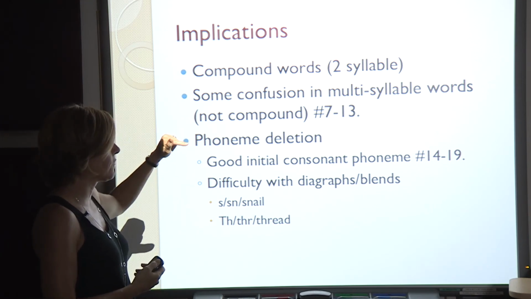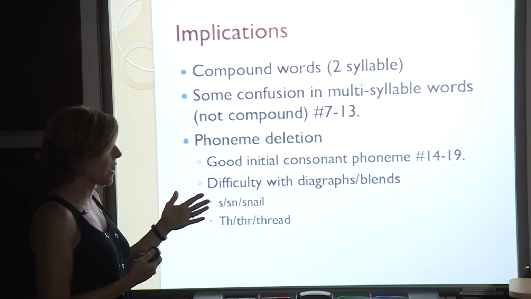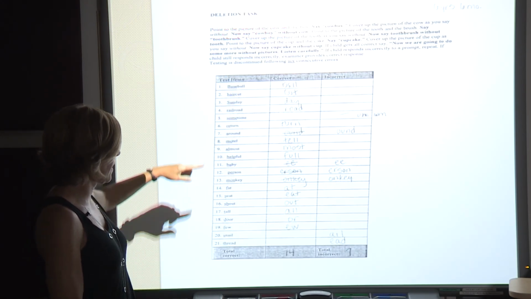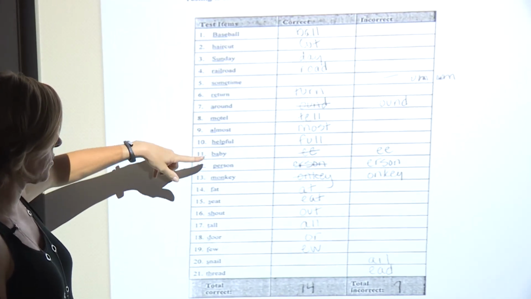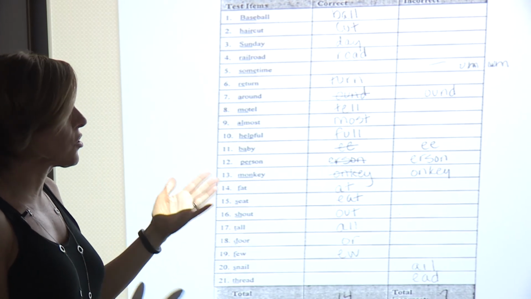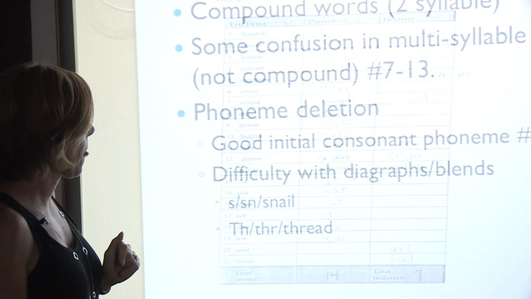He did have some confusion though when we got to multi-syllable words, not compounds, as in number 7 through 13. Let's go back and look at that. That's where we had 7 through 13 with around, baby, person, and monkey. So he started to have some difficulties on those multi-syllables.